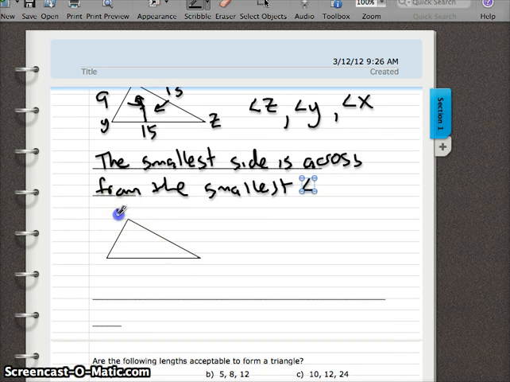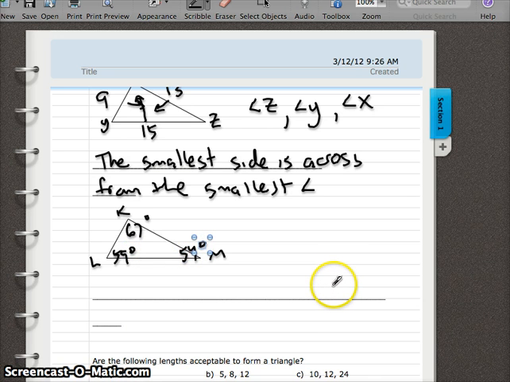So let's label this one K, L, and M. Say that we know that K is 67 degrees, L is 59 degrees, and M is 54 degrees. So let's name the segments from smallest to largest, knowing the angles now. So what's the smallest angle? Angle M. What's across from angle M? Segment KL, or LK. That's the shortest side. It's across from the shortest angle, or smallest angle.